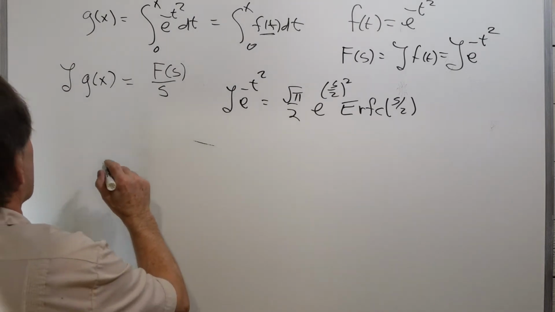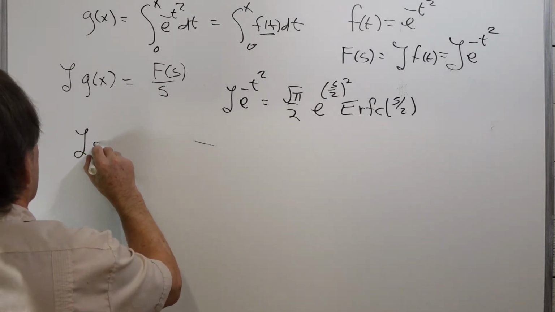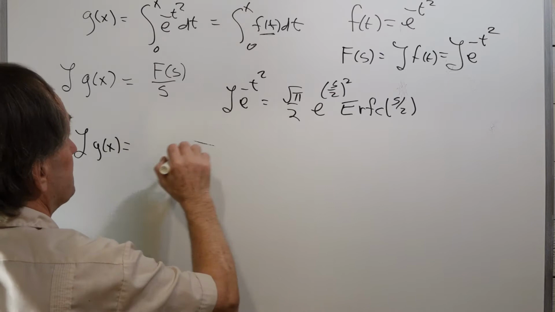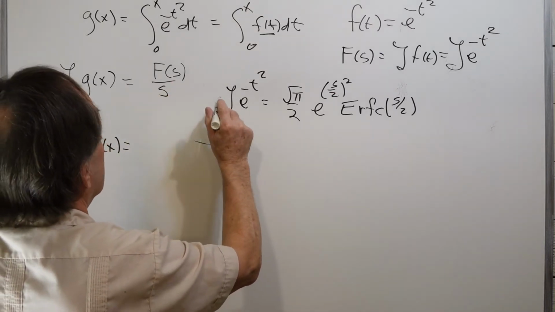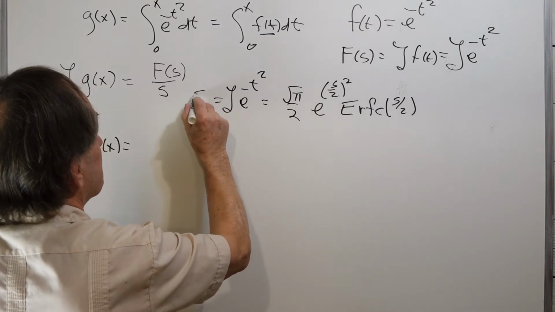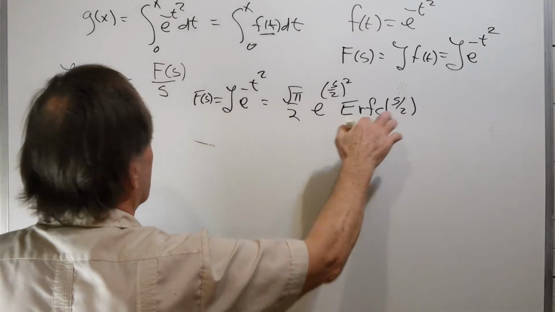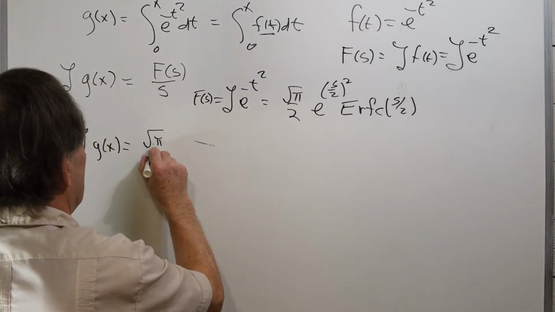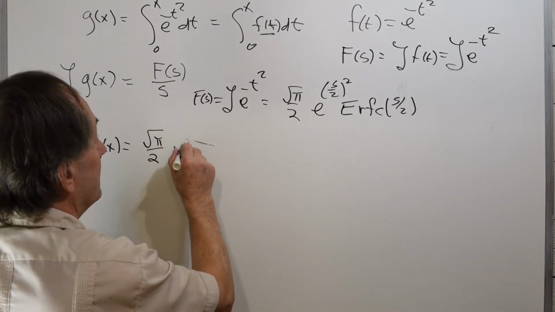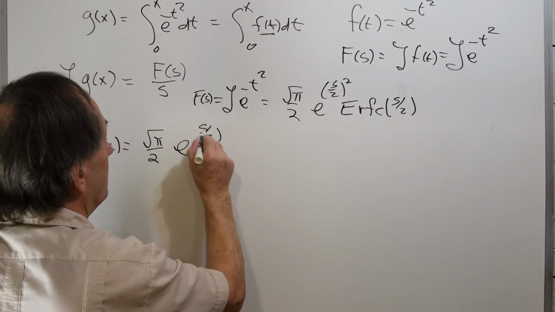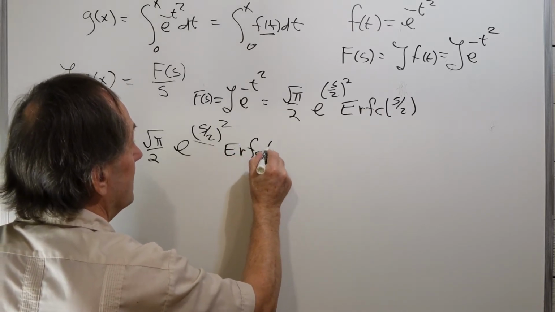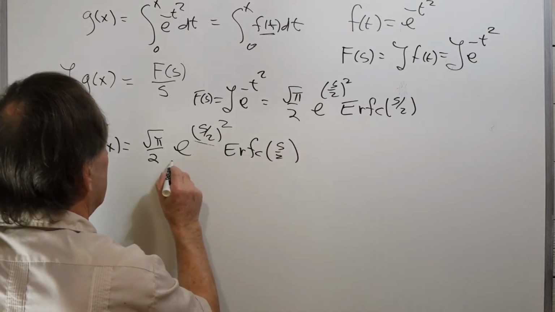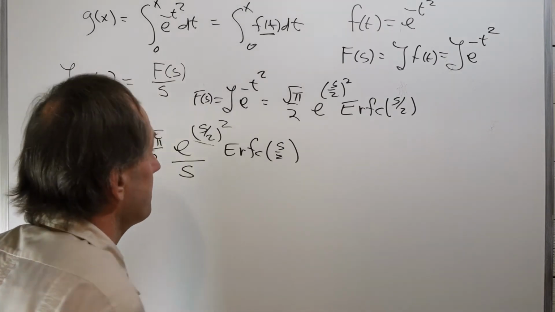Now, the Laplace transform of the integral, g of x, is just this transform. This is f of s. So we divide through by s. We end up with square root of pi over 2 e to the (s over 2) squared times the complementary error function of s over 2, and we divide by s.